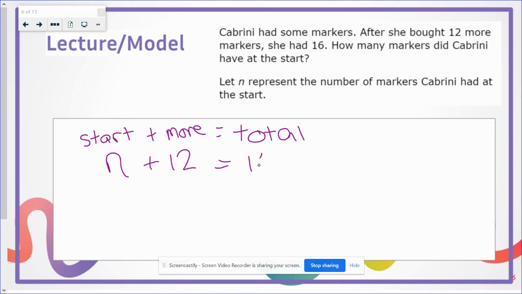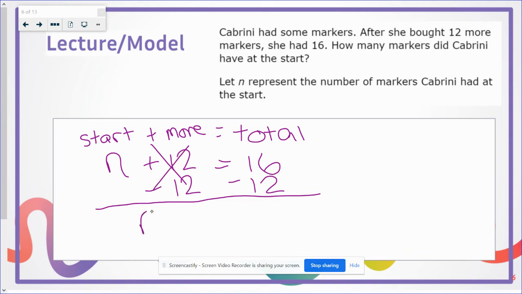Now, I had a starting point. I added 12. In order to undo that, I'm going to subtract 12. If I subtracted 12 off of my left side, I also have to subtract 12 off of the right side. The 12 minus 12 cancels out. I am left with M. 16 minus 12, I started with 4 markers.